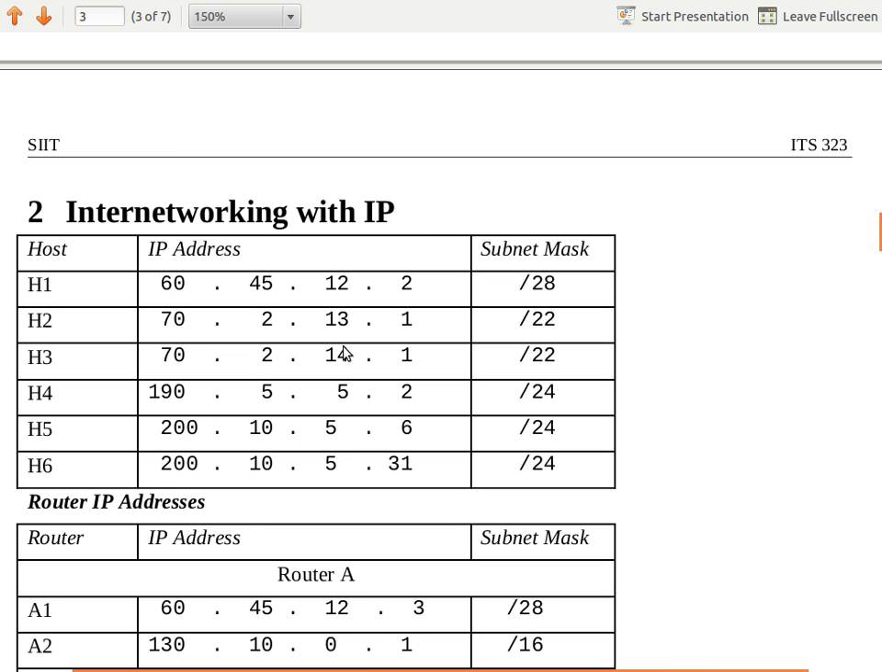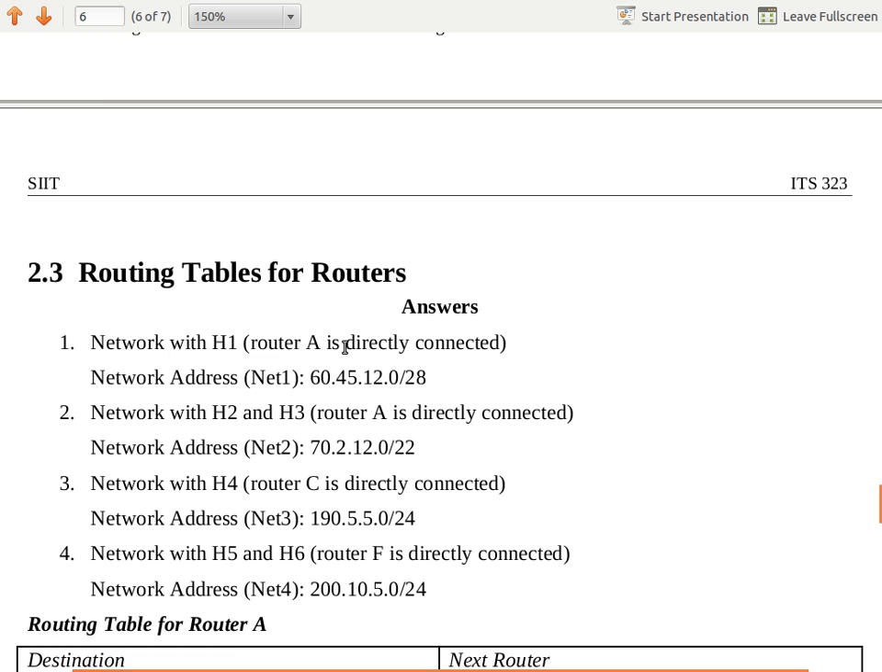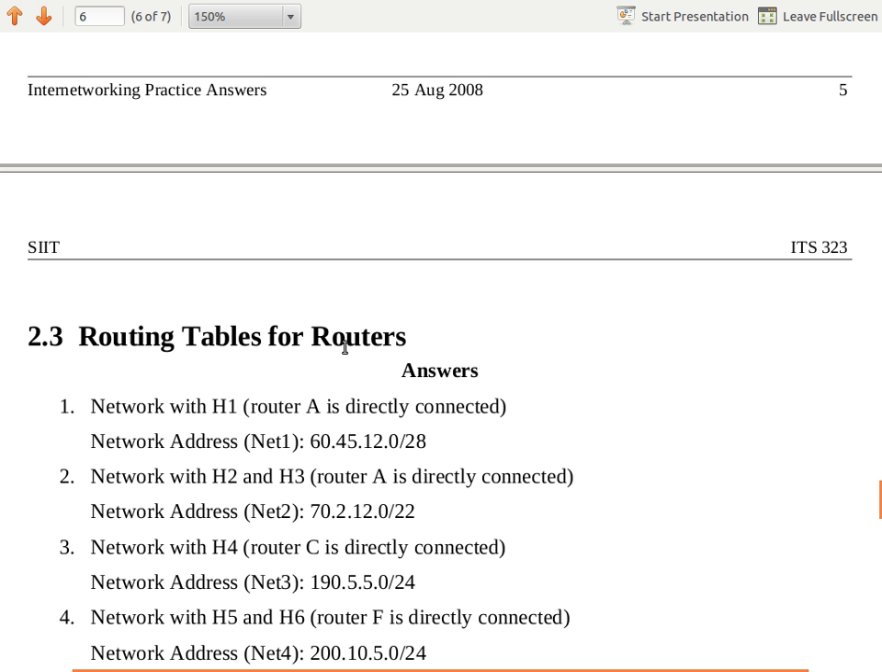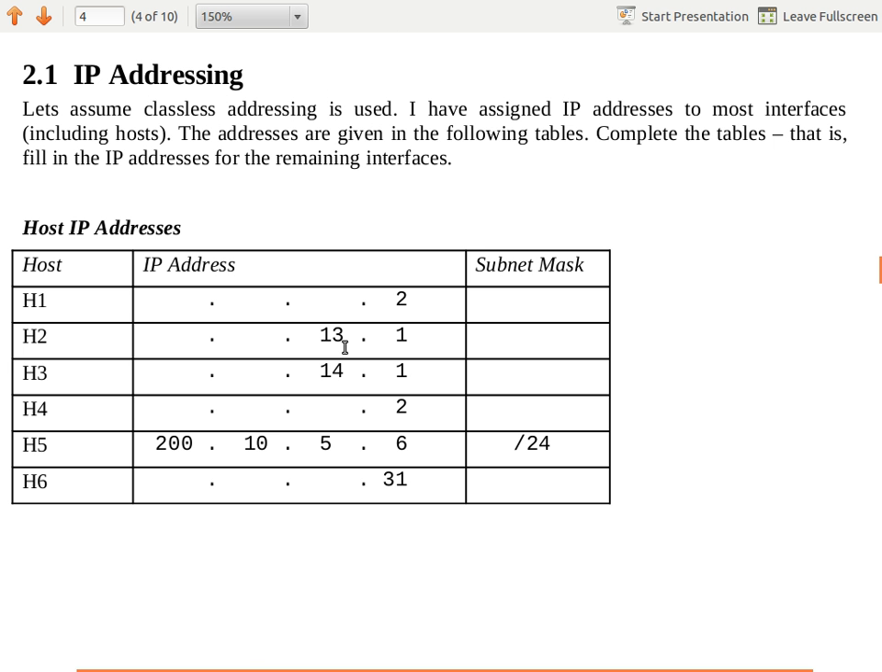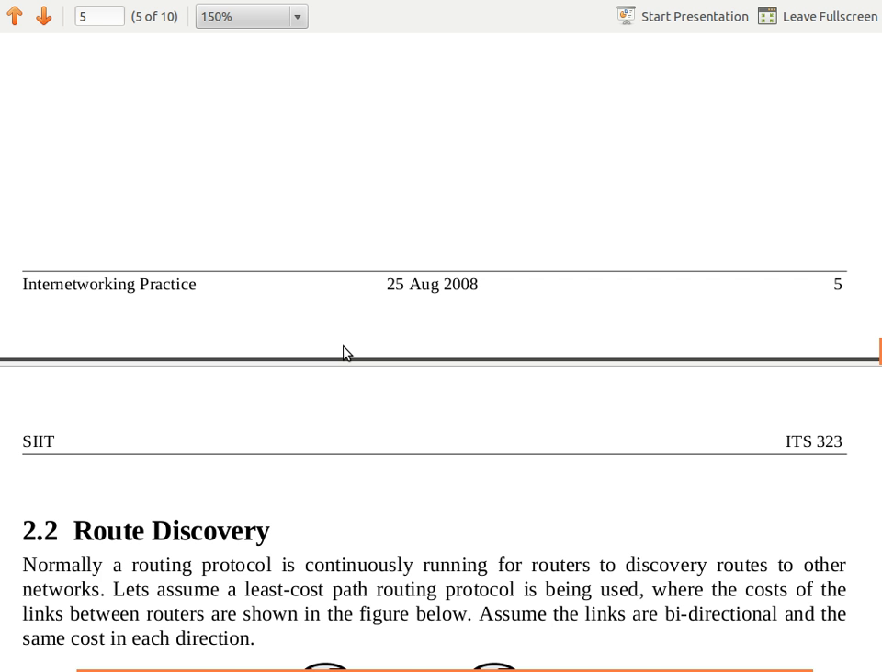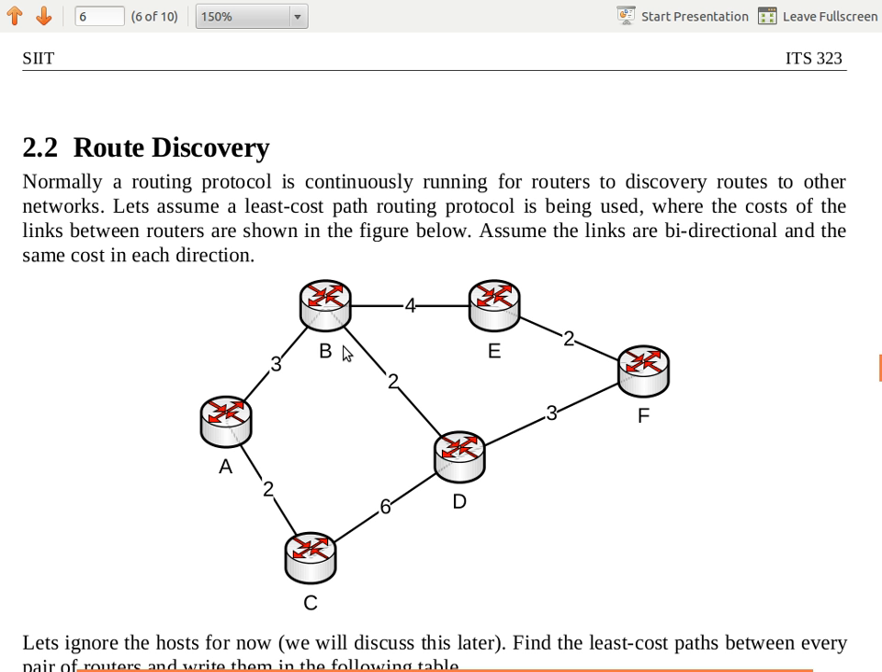These are the answers that I've calculated before. I've just listed those 4 networks, net 1, 2, 3 and 4, the network addresses. That's what's on the board. So you can find the IP addresses for the devices. The next part, which we will not go through, it's easy to do, I allocate costs to the links. Find the least cost paths.